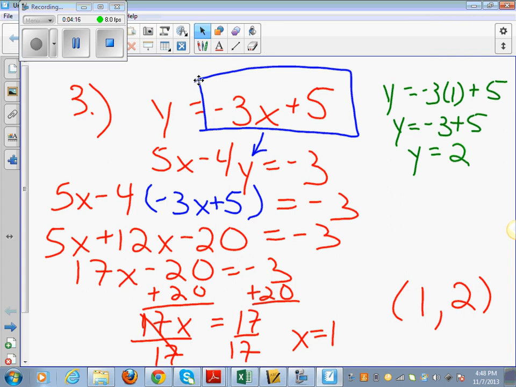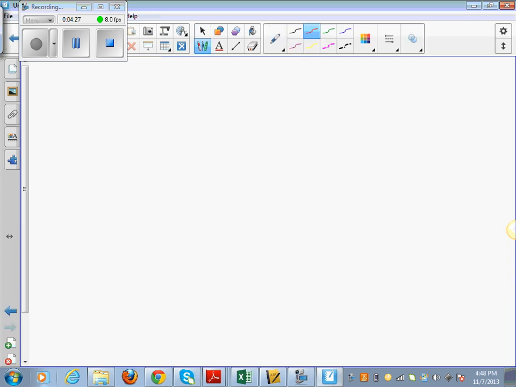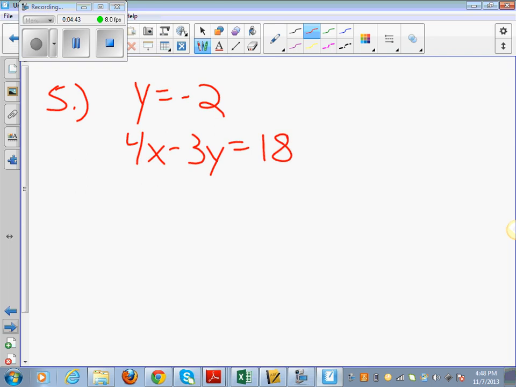Okay, number 5 I want to do with you because it's one of those questions that's so easy it's hard, if that makes sense. So our first equation is y equals negative 2. And then we have 4x minus 3y equals 18. So we already have our first equation set up as y equals something. In this case, it's y equals negative 2. It's okay that there's not an x in there. It's actually going to make things a little bit easier for us.